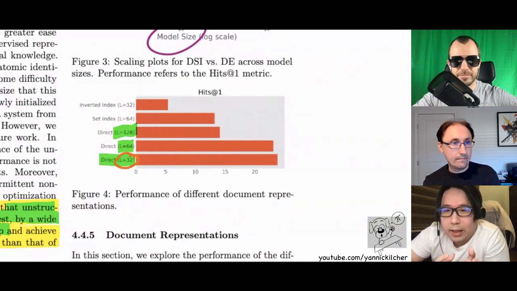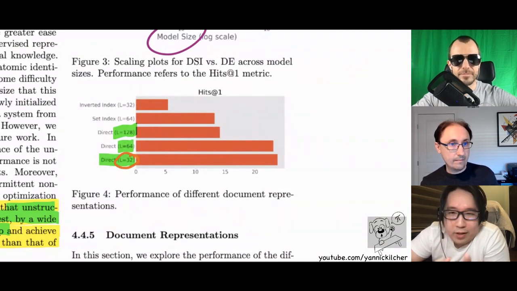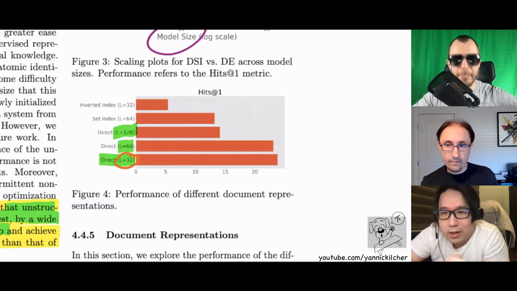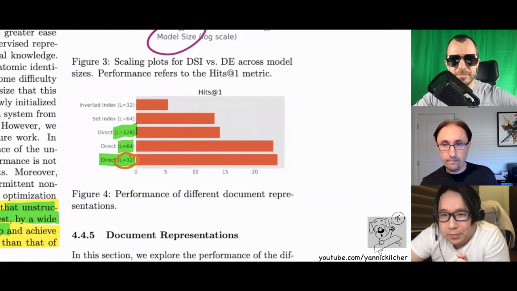So I think there's a lot here that, you know, we are just showing a slice of the data points, but I wouldn't over index on, oh, DSI only works when the document length is short or something. I think this is dataset dependent, and for sure I believe that for other datasets you need longer sequence length.